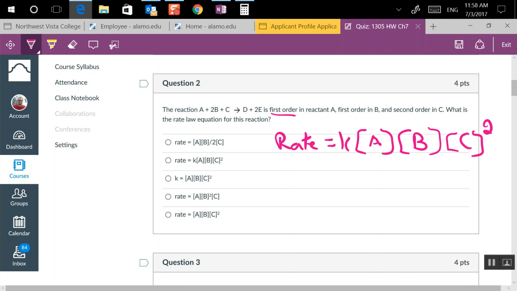So, is the right answer here? Yes. Which one is it? It's B. Oh, you guys, it's not C. Look what C says. It says the rate constant is equal to ABC squared. Rate equals K, the rate constant, times ABC squared. See, that's why you're here. That's why I'm here. Yes.